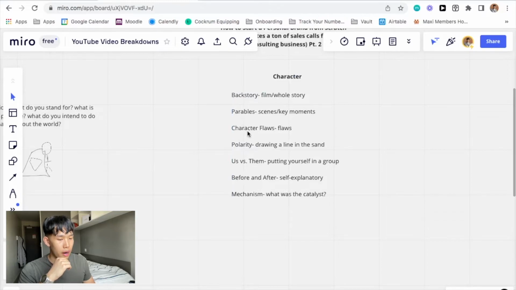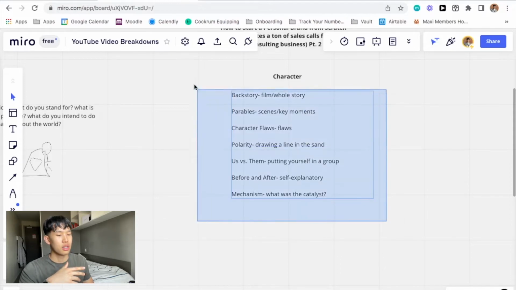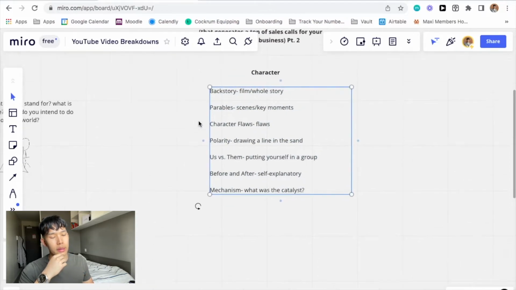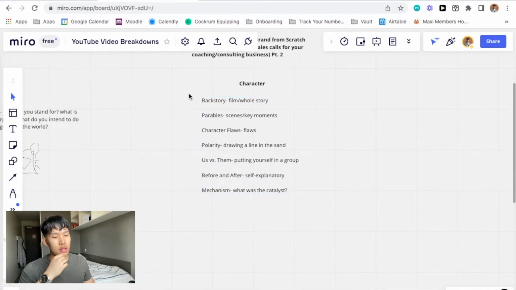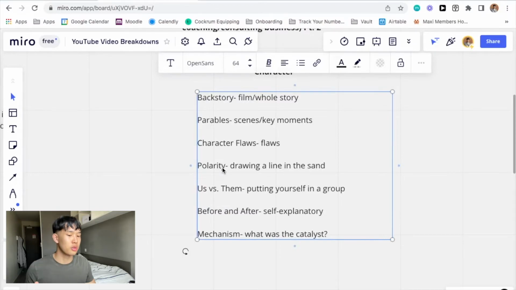So backstory, parables, character flaws, polarity, us versus them, before and after, and mechanism. And if you have all of these in place and you make it clear in your marketing, you're putting yourself past 90% of the industry. Okay, some people are missing certain things, but if you can include all of it, then you're good.